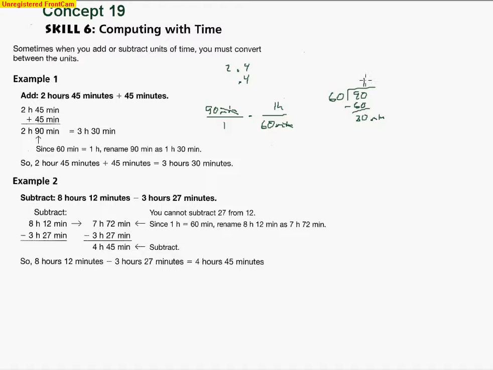So we have to add that 1 hour to the 2 hours we already had. The 1 plus the 2 made the 3 hours with the 30 minutes remaining. So 3 hours and 30 minutes. The other type would be if we subtract.